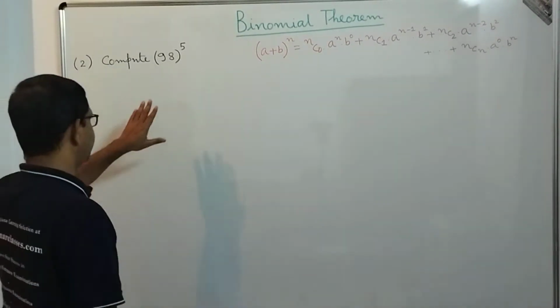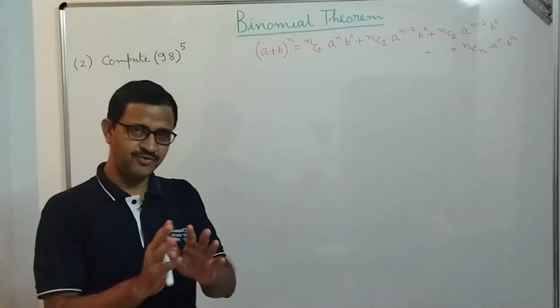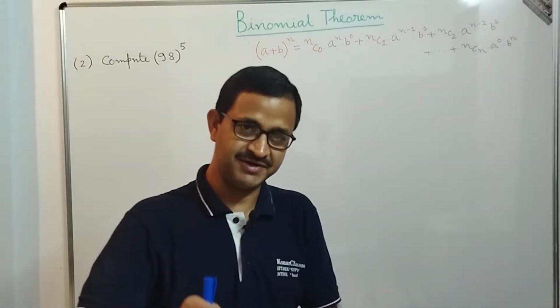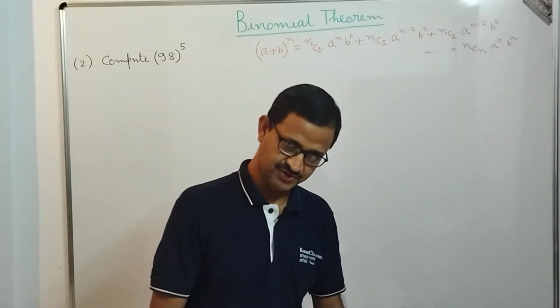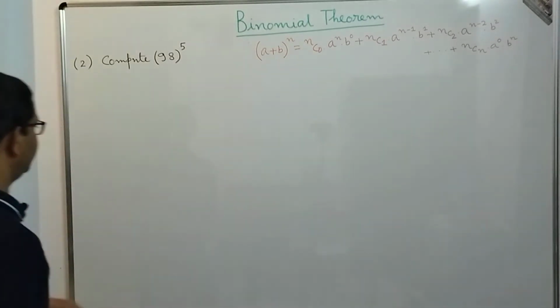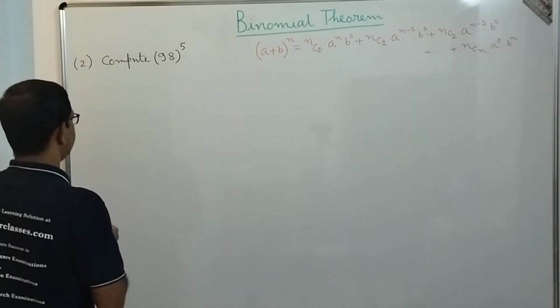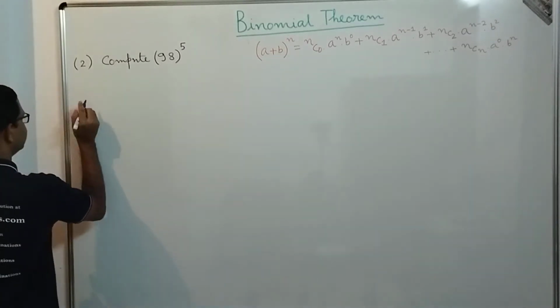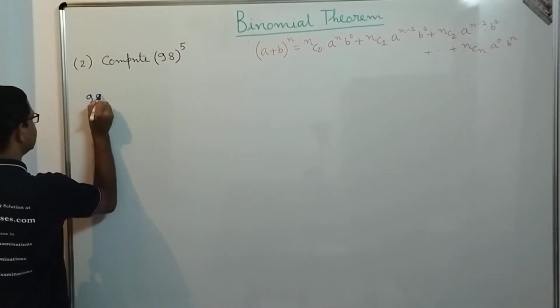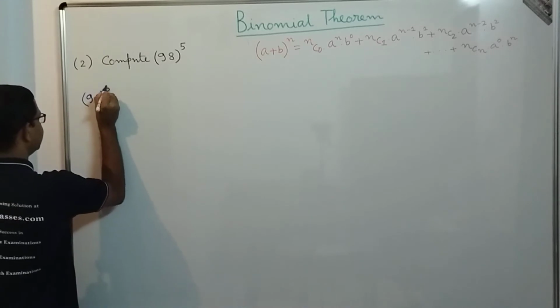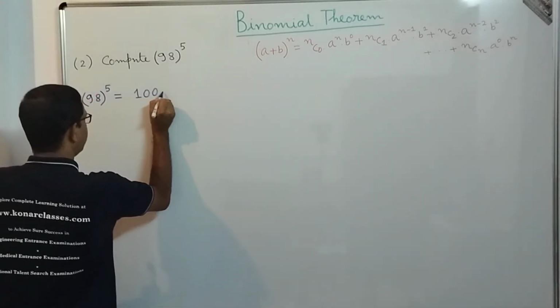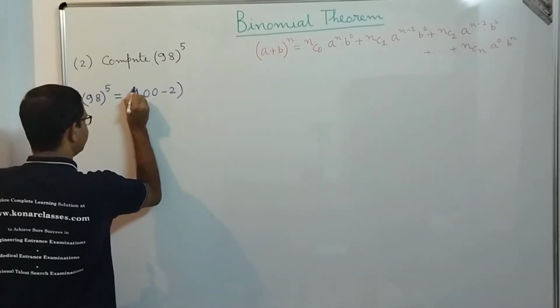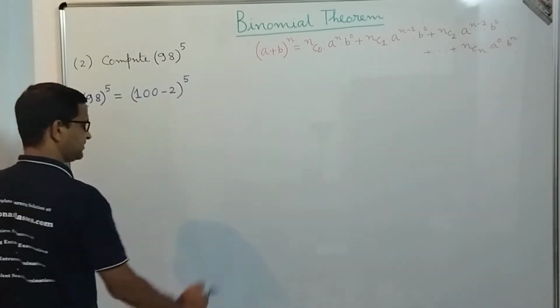So 98 to the power 5, one way to do it is 98 into 98 into 98 into 98 into 98, but that will be a time-consuming process. Also, not using the binomial theorem. So how we can write it, dear students, is 98 to the power 5 as (100 minus 2) to the power 5. Correct?